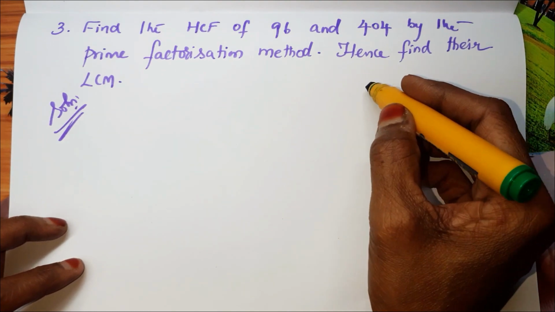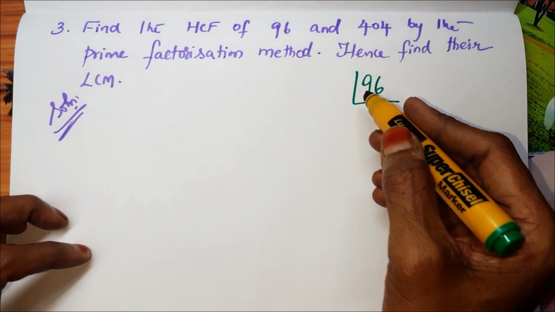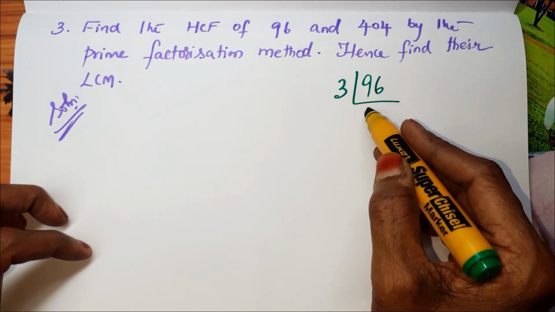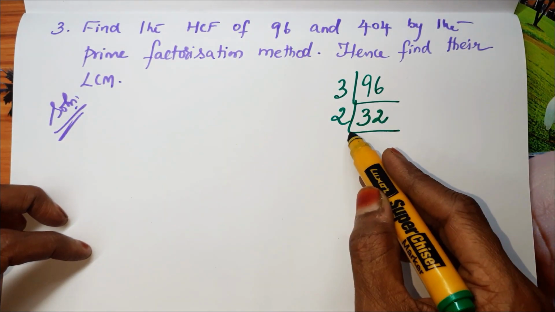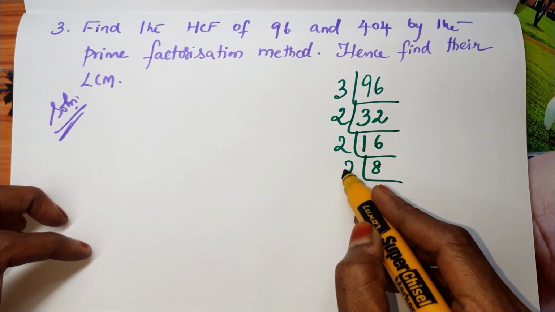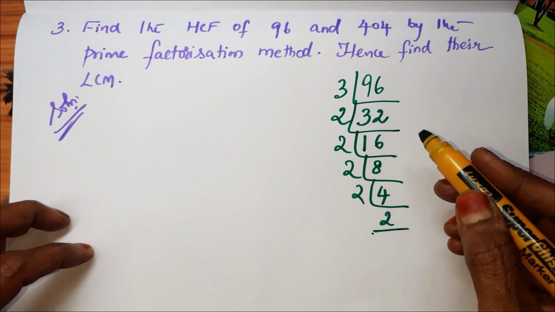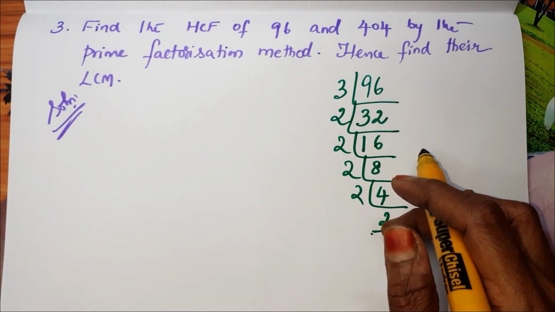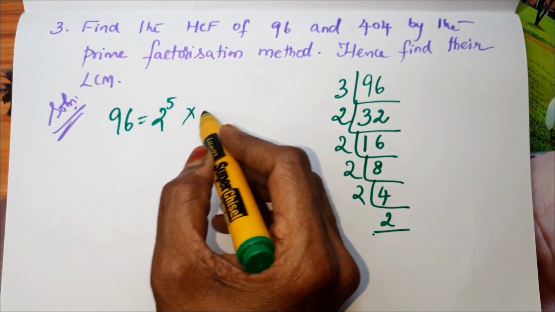Okay, so for that we are going to use the division algorithm for finding the prime factors of 96. 96 can be divided by 2 as well as 3. First I am going to start with 3. 3 3s are 9, 3 2s are 6. Now we are going to use 2. 2 1s are 2, 16. Then 2, 8. Then 2, 4. Then 2, 2. So this is the last factor we are getting. So 3 into 1, 2, 3, 4, 5, 5 2s. So 2 power 5 into 3. So 96 is equal to 2 power 5 into 3.